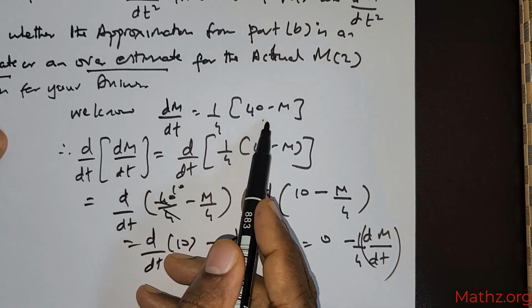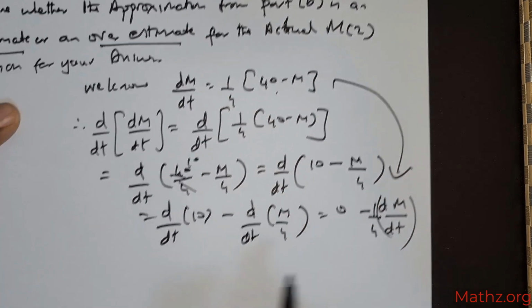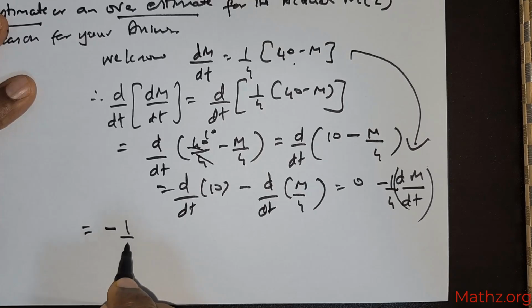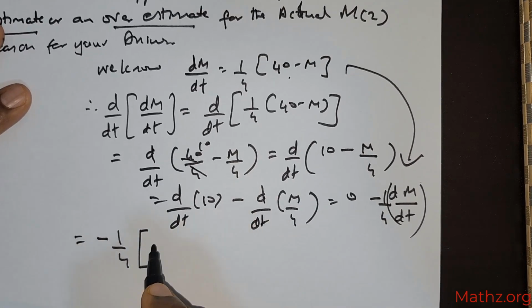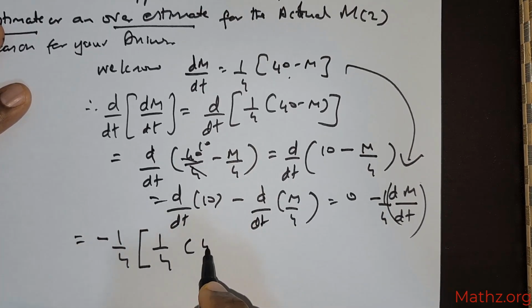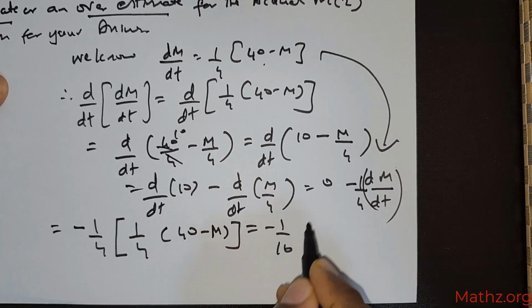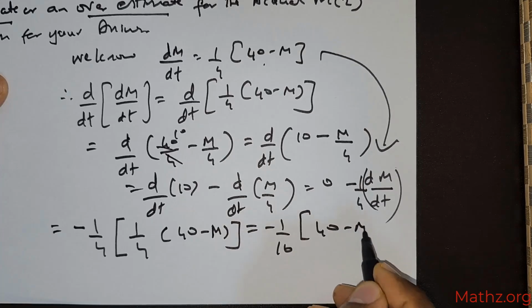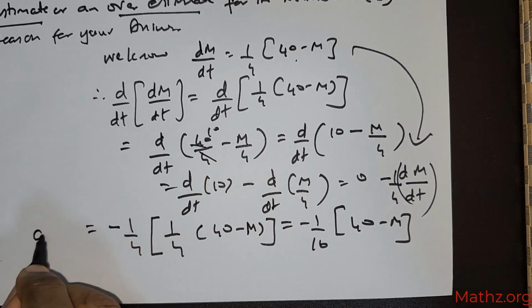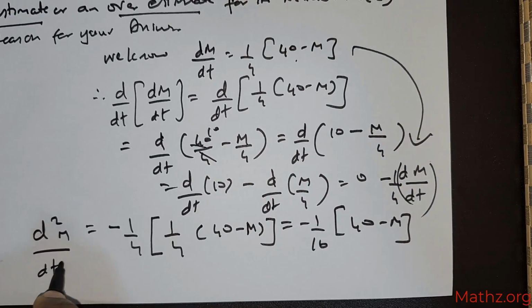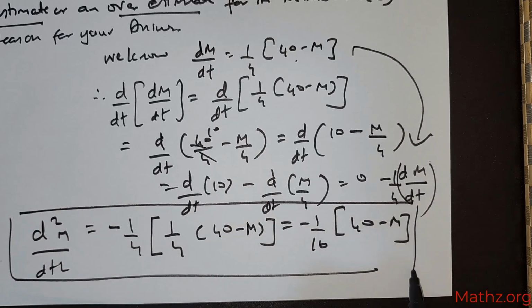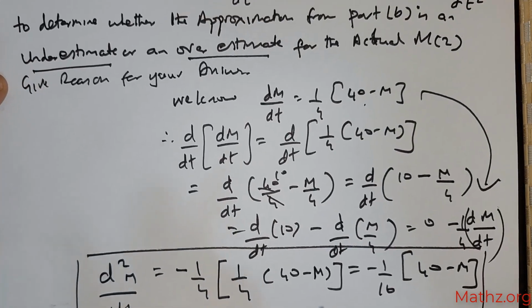But dm over dt is this. Substitute that over here. So this is equal to negative 1 over 4 of 1 over 4 times 40 minus m, which is negative 1 over 16 of 40 minus m. Now this is my d squared m over dt squared. Okay, fair enough. Probably we can place this in a box. So that is the solution for the first part.